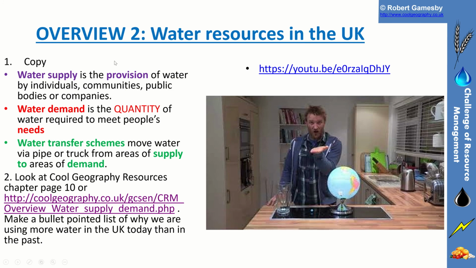And then we're just going to consider water resources in the UK. Don't forget, water supply is the provision of water by individuals, communities, public bodies or companies. We have a lot of companies involved in our water supply. The water demand is the quantity of water required to meet our needs. So what you're hoping is across the country that the supply is greater than the demand. There's more water available for people than they actually need. And then we transfer water through water transfer schemes from areas where there's excess supply to areas of demand. So some keywords there.